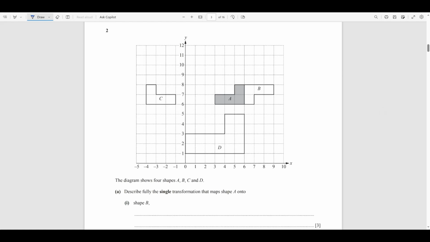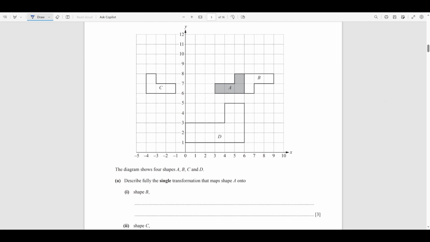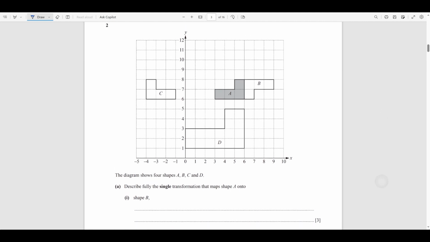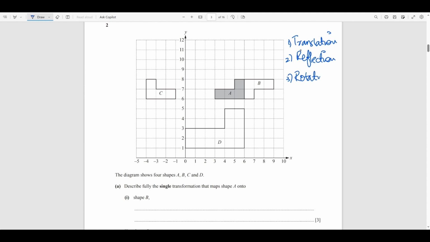Question number 2. Describe fully the single transformation that maps A onto shape B. So this is basically where I'm trying to also explain how things work. In transformation we have four categories: one is translation, one is reflection, one is rotation, and the last one is enlargement.